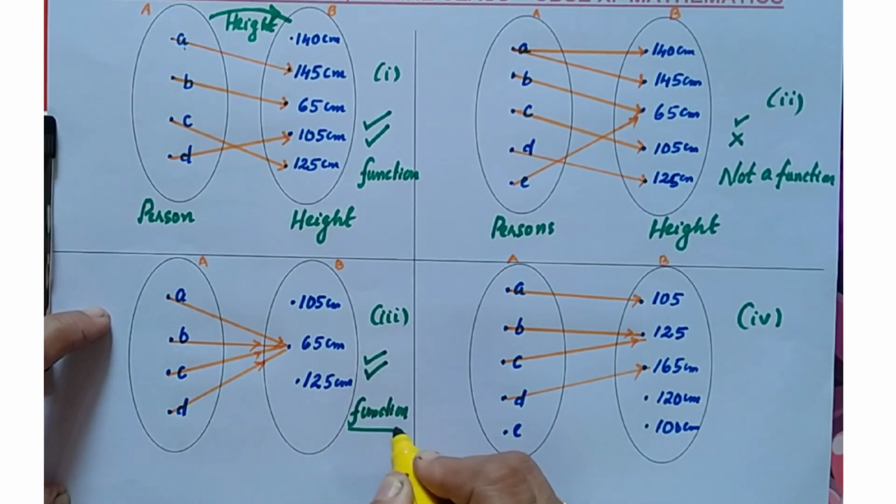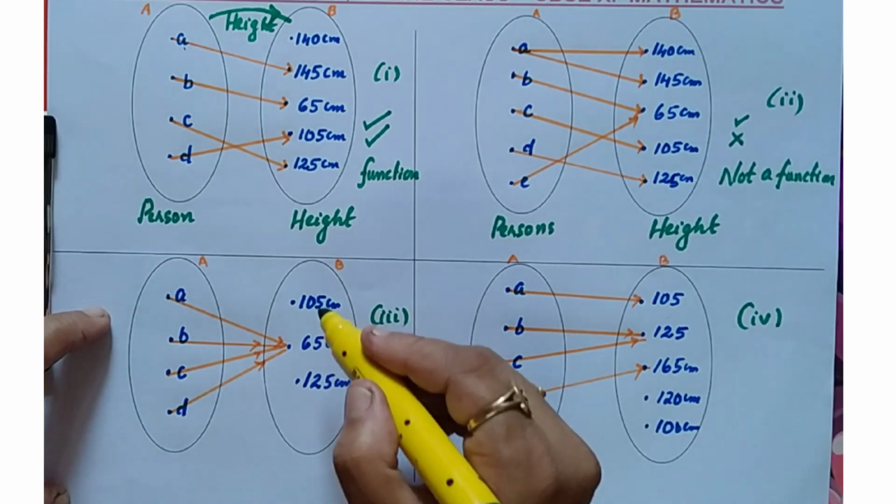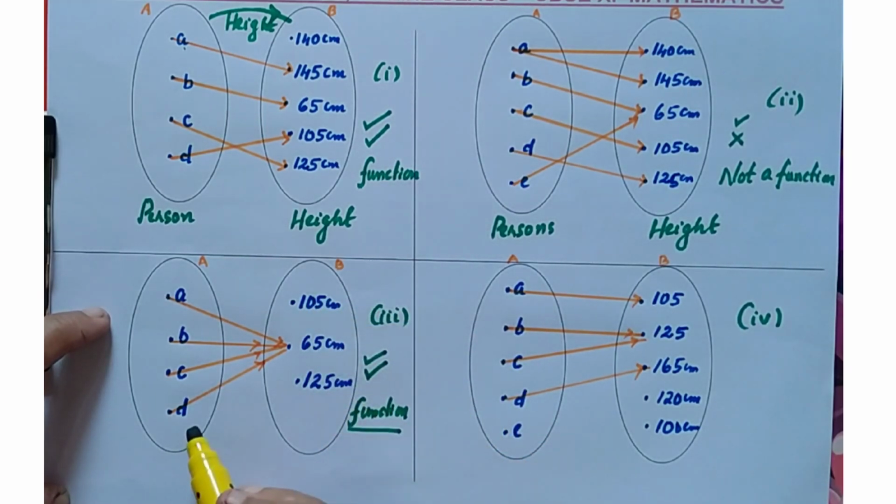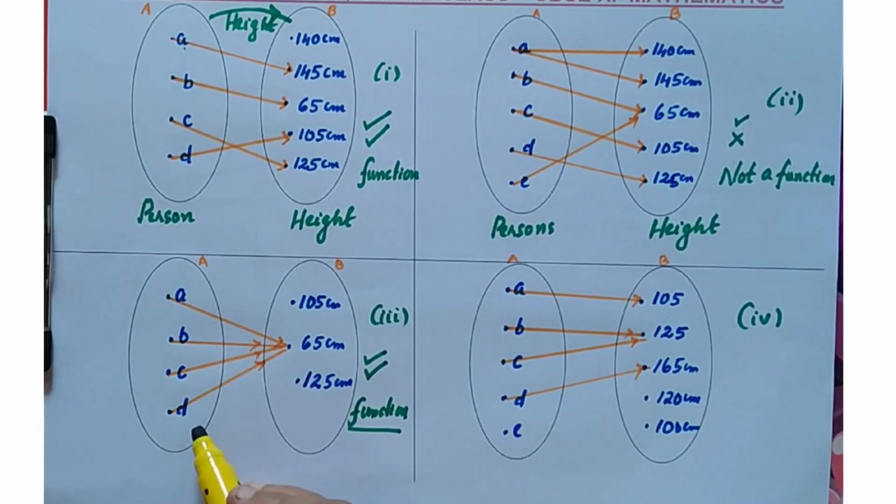Here in this situation, you don't bother about some extra elements in the set B which haven't any connection. You don't bother about that. You need to check whether the two conditions of the function are satisfied or not.